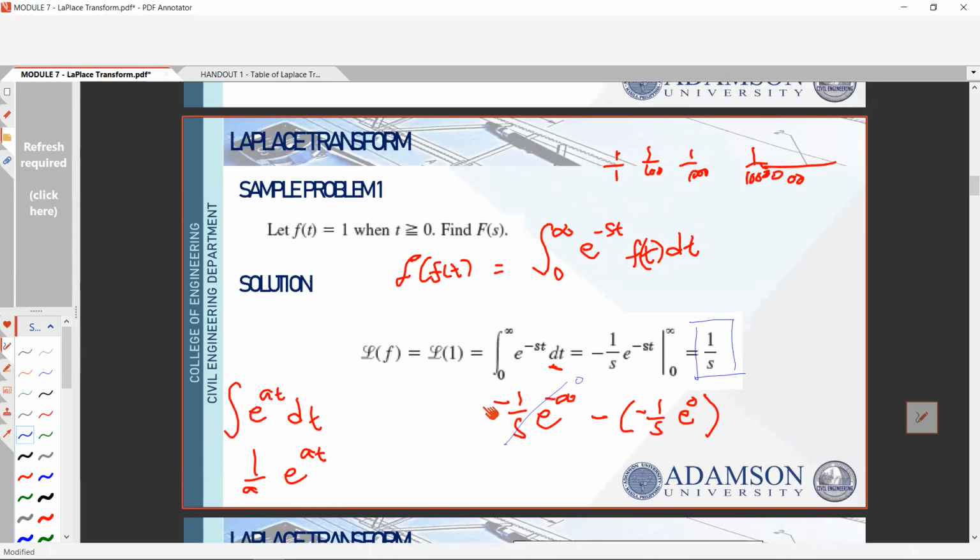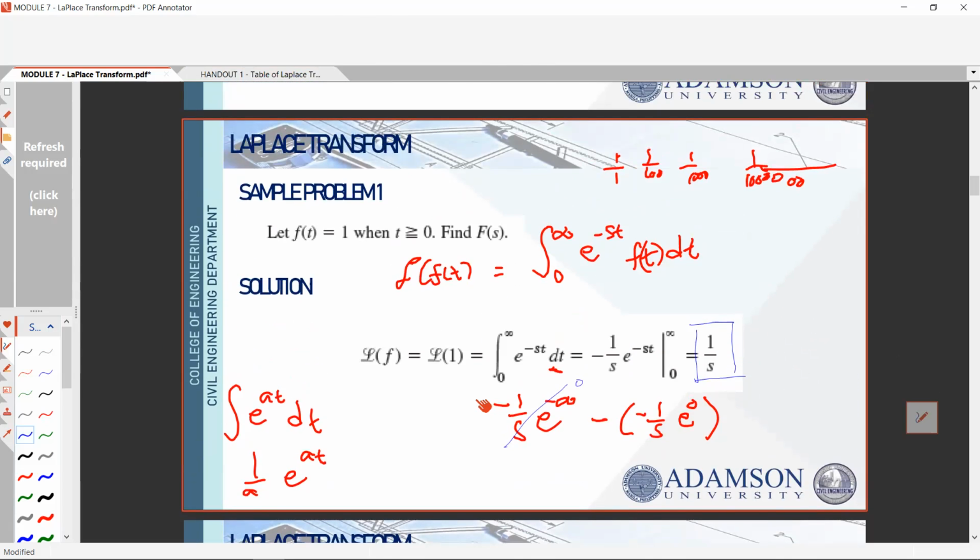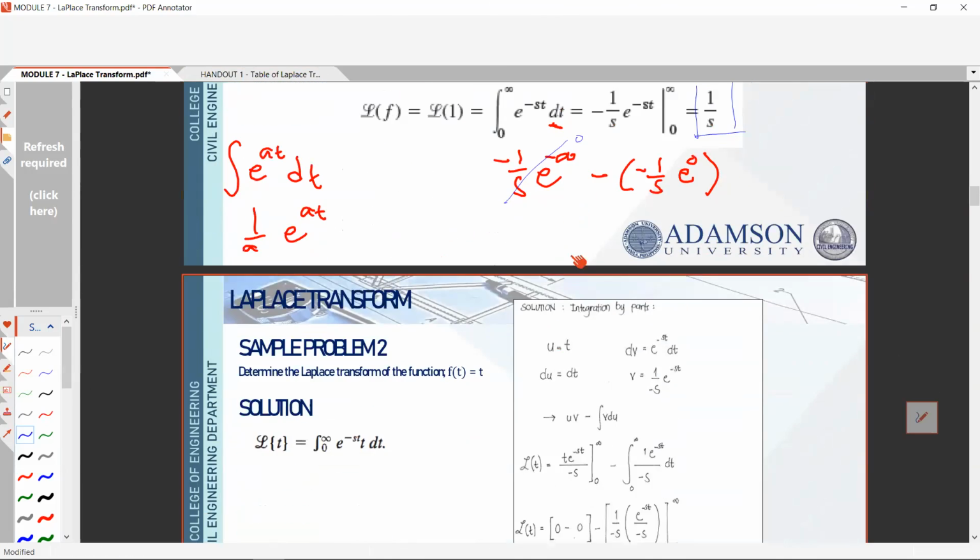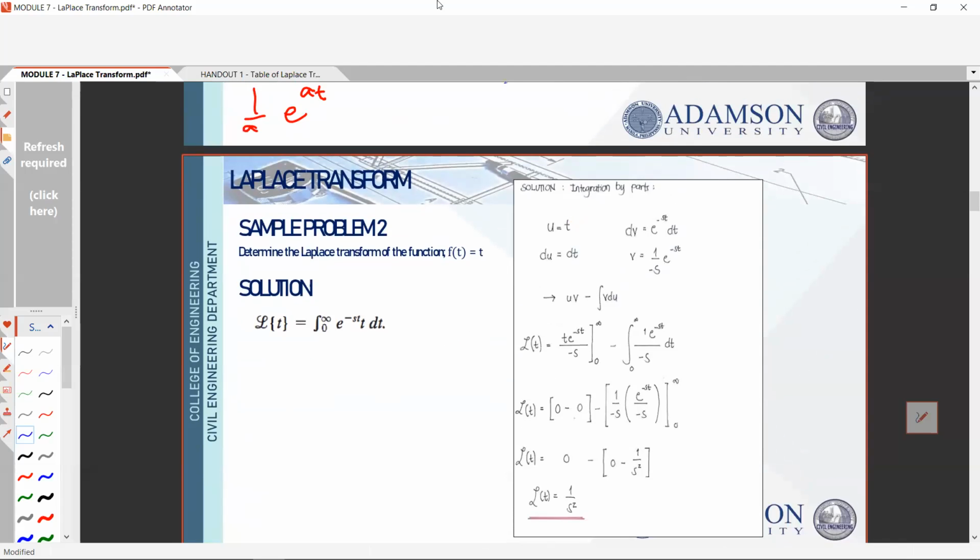Okay. Sige, do you have questions for sample problem 1? Sige, madali lang naman, di ba? So try natin sample problem 2. Determine the Laplace transform of a function f of t is equals to t. Ngayon, yung function natin is t na. F of t is equals to t.